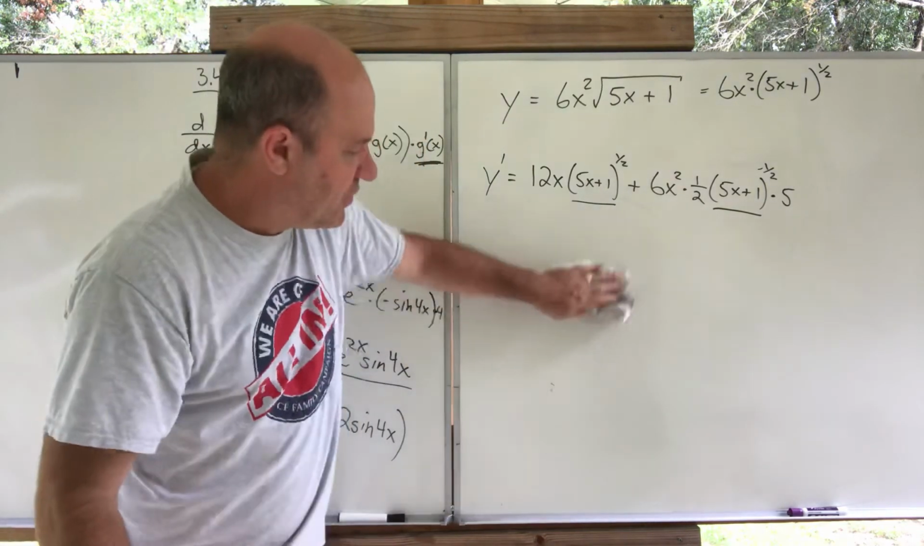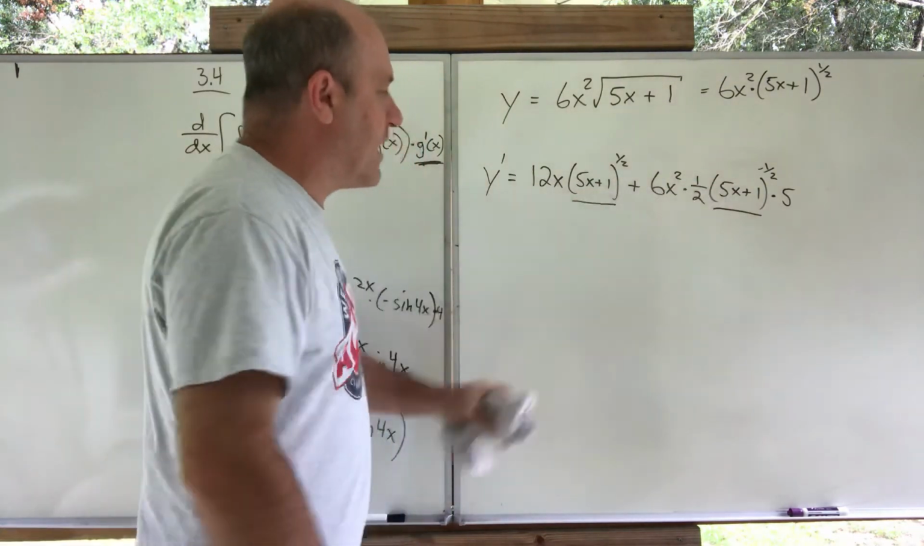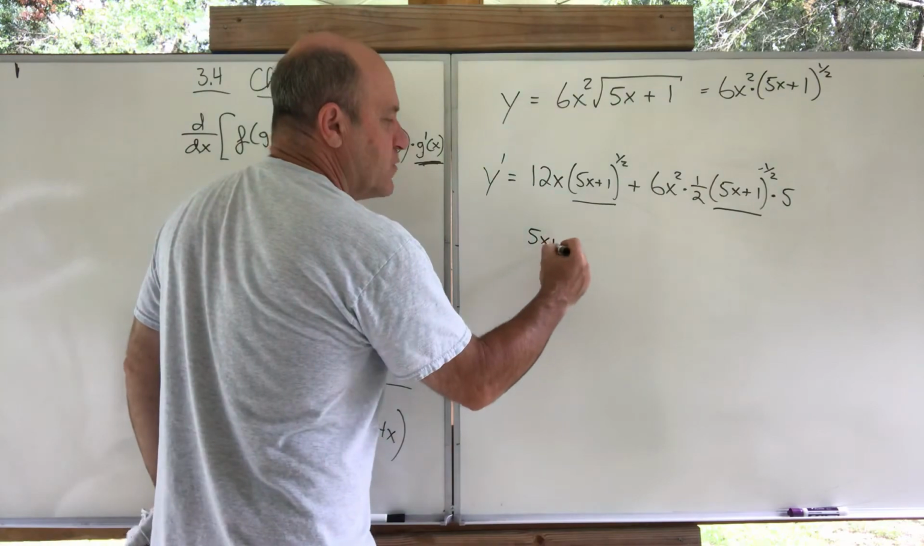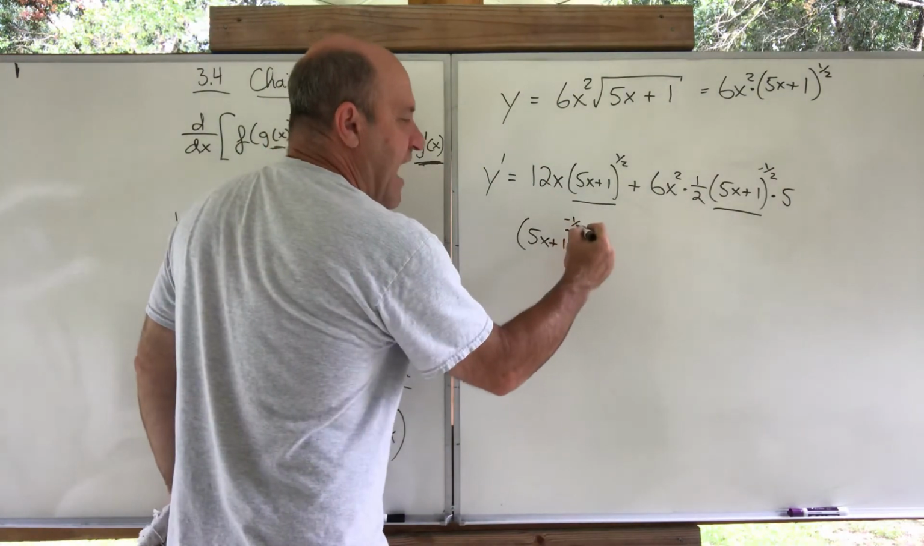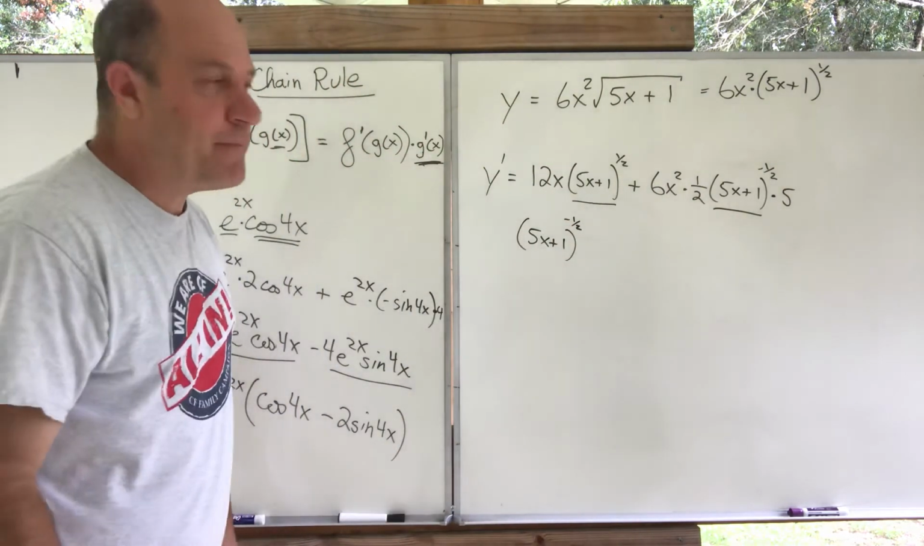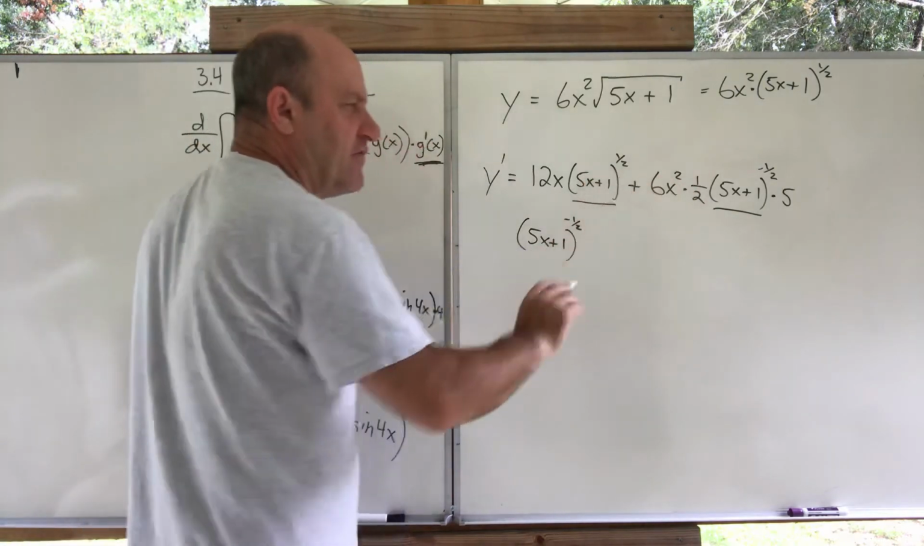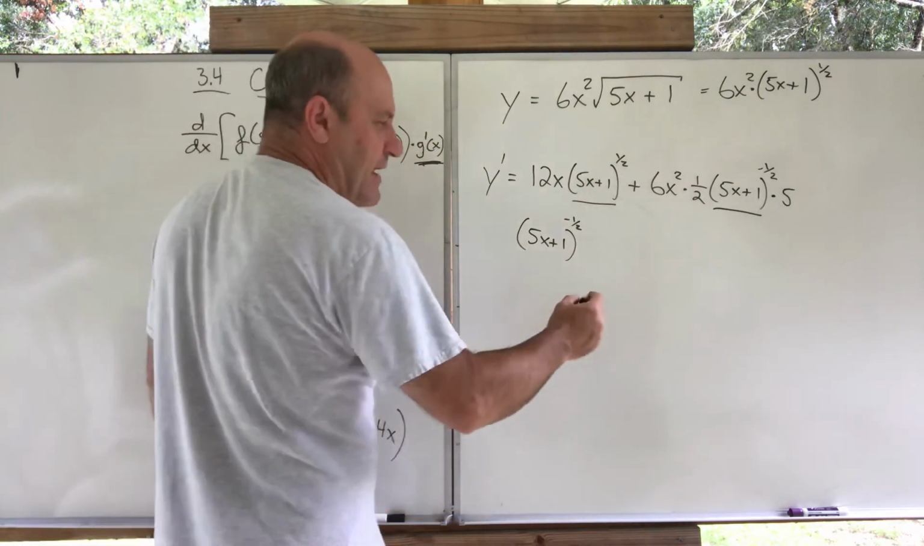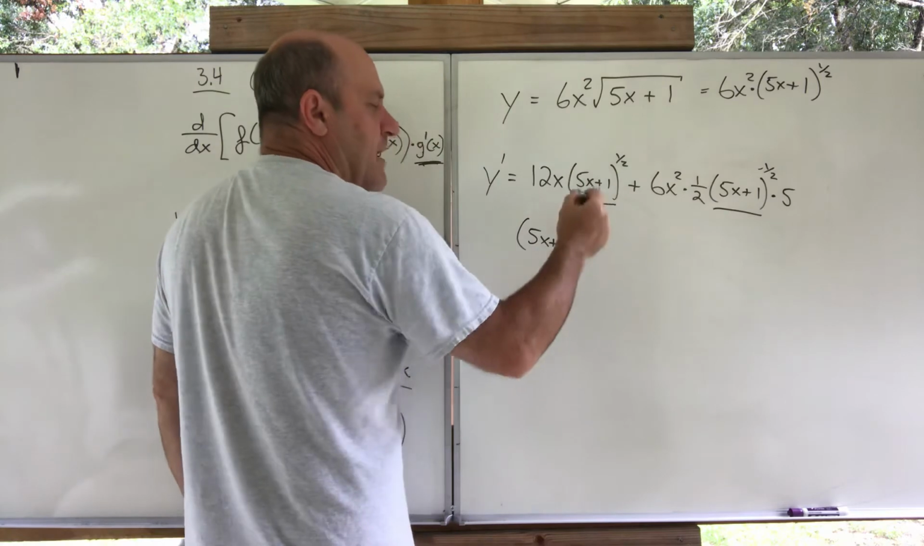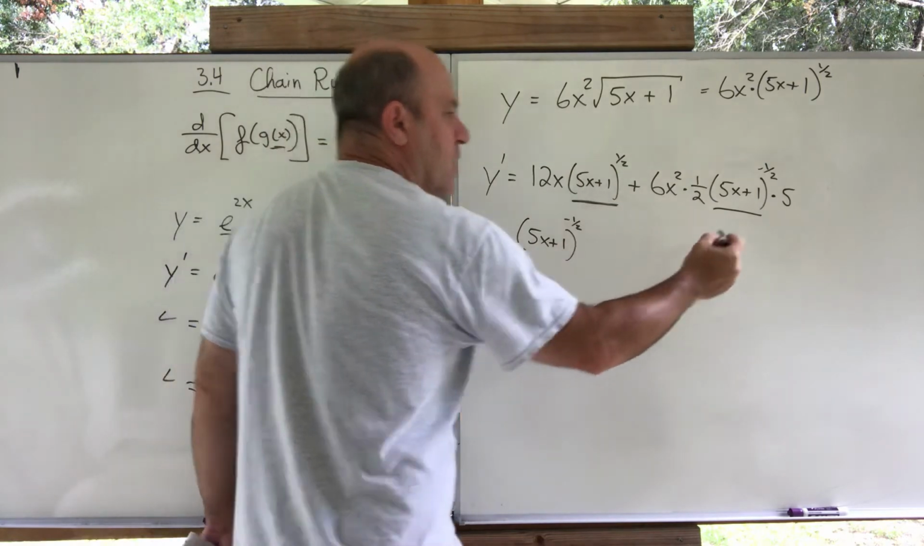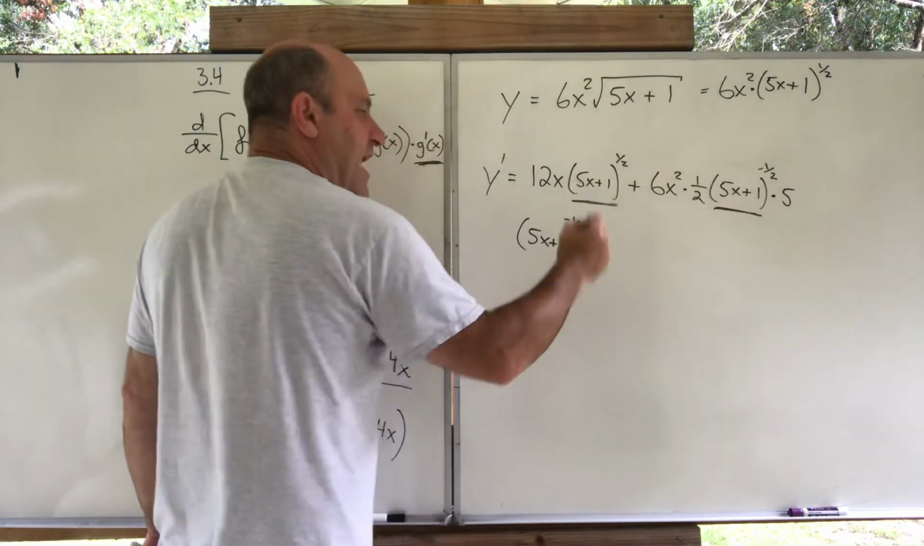So that's what I'm going to do with this 5x plus 1. I'm going to factor out the 5x plus 1 to the negative a half, because that's the lowest power. Now, I know there's some other stuff I could factor out. Let's just not do that right now. Let's just focus on one thing at a time. I'm factoring out the 5x plus 1 to the negative a half.